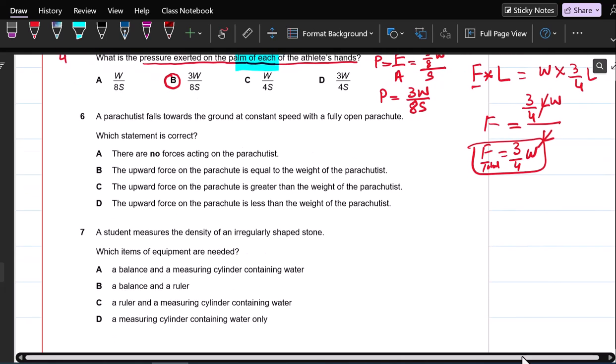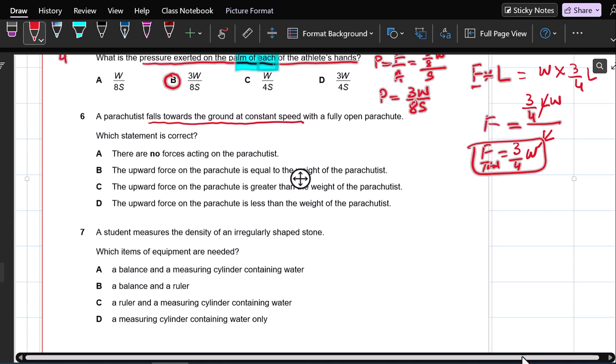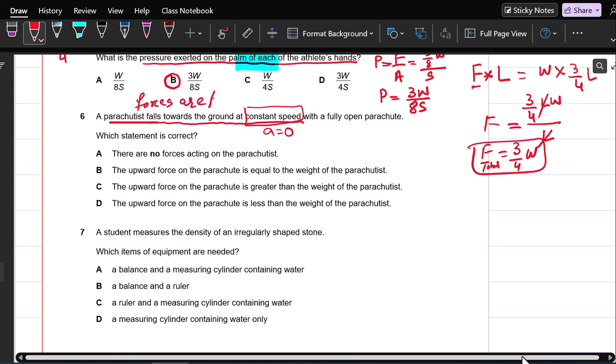Moving to question number 6. A parachutist falls towards the ground at constant speed. So when speed is constant, it means acceleration is zero. And as the parachutist falls, it means forces are balanced. Which forces are going to be balanced? Upward and downward force. Upward is going to be air resistance and downward will be the weight. They are going to be equal. So due to this, resultant force will become zero.